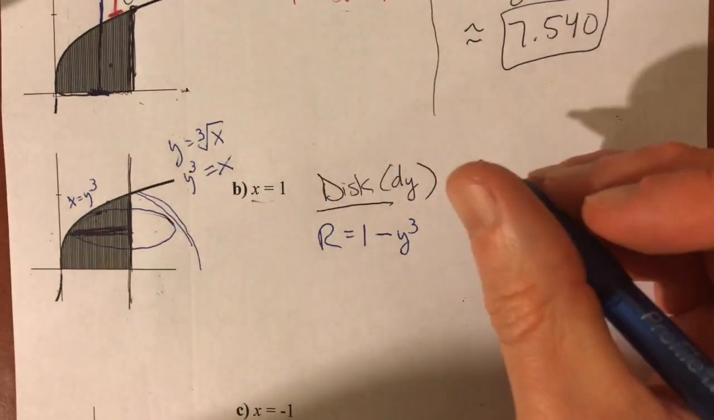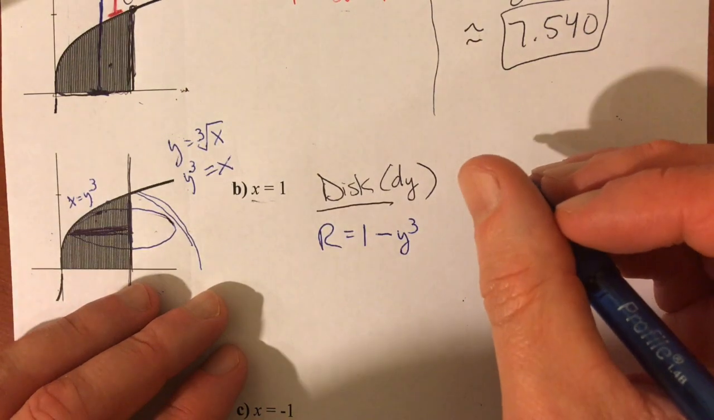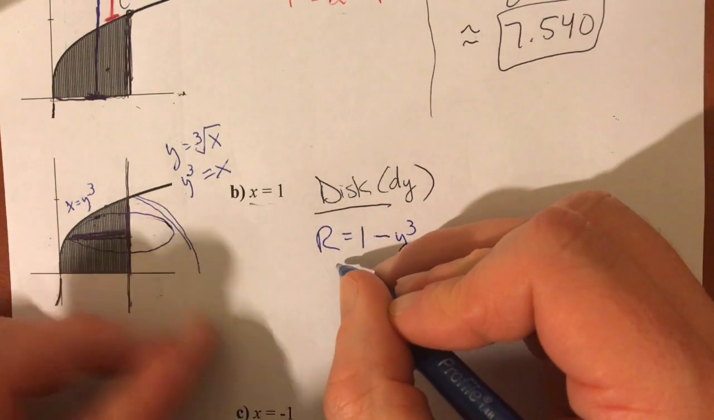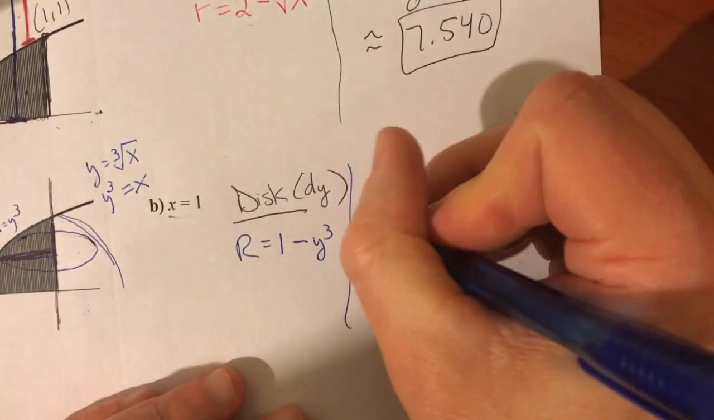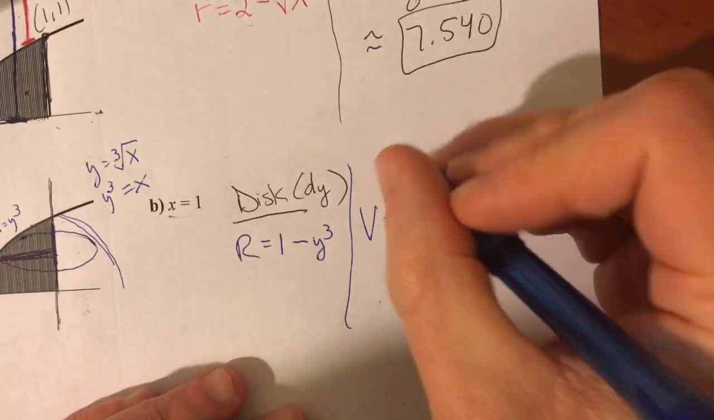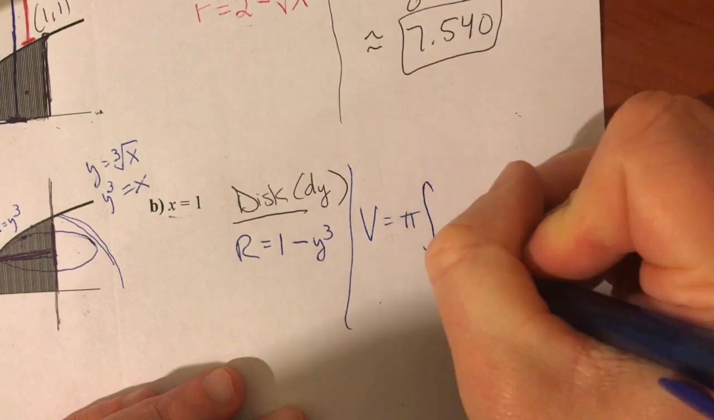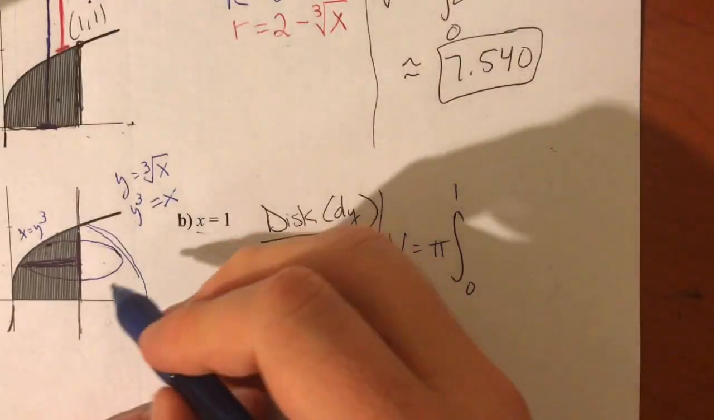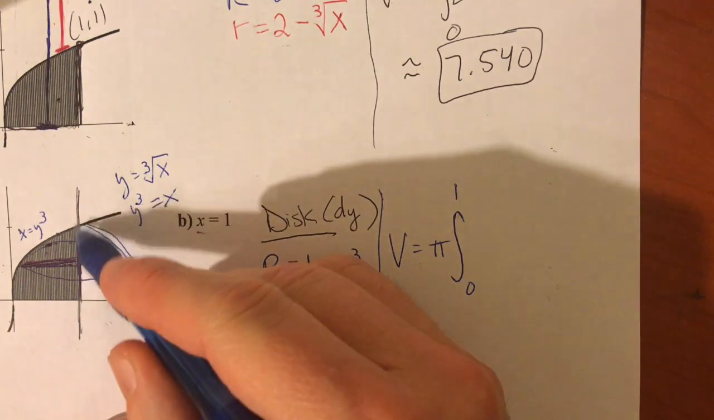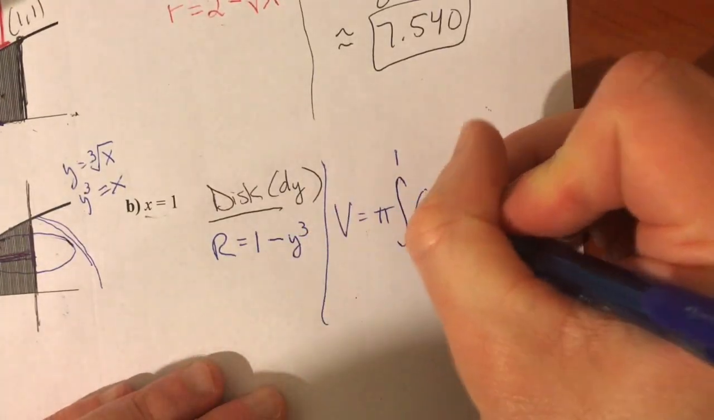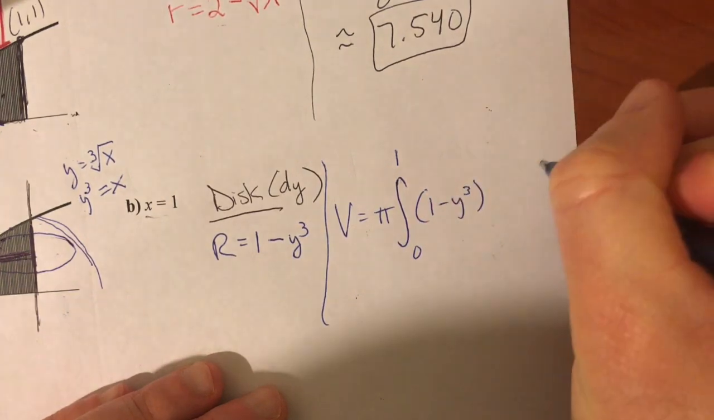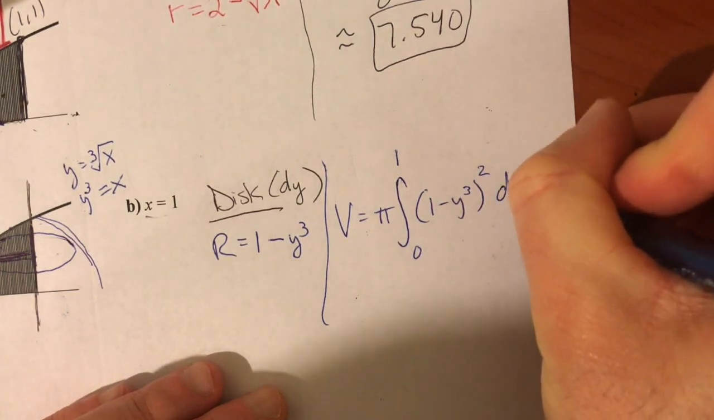And I guess you could treat every disk method as a washer if you liked. It's just the inner radius would be 0 because there's 0 hole. But pretty lame if you do that, right? So volume, pi integral from 0 to 1. That's also the limits for the y values of the region, from 0 to 1. Just that big R, 1 minus y cubed, squared, dy.